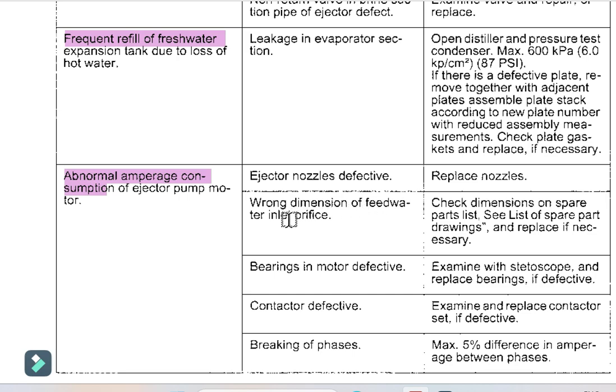Wrong dimensions of the feed water inlet orifice. Generally this is not the case, but anyway you have to check it as per the list of spare parts and the drawing. If the supply is wrong, you have to check it and ask for the correct one, or if you have the correct one, replace it. Bearings in the motor defective. Yes, now we are concentrating on the motor part. Bearings defective, examine and replace.